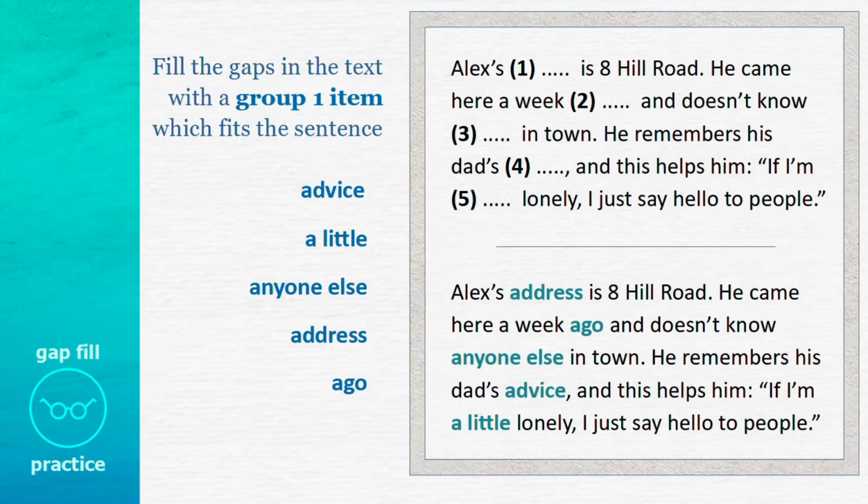Alex's address is 8 Hill Road. He came here a week ago and doesn't know anyone else in town. He remembers his dad's advice, and this helps him. "If I'm a little lonely, I just say hello to people."